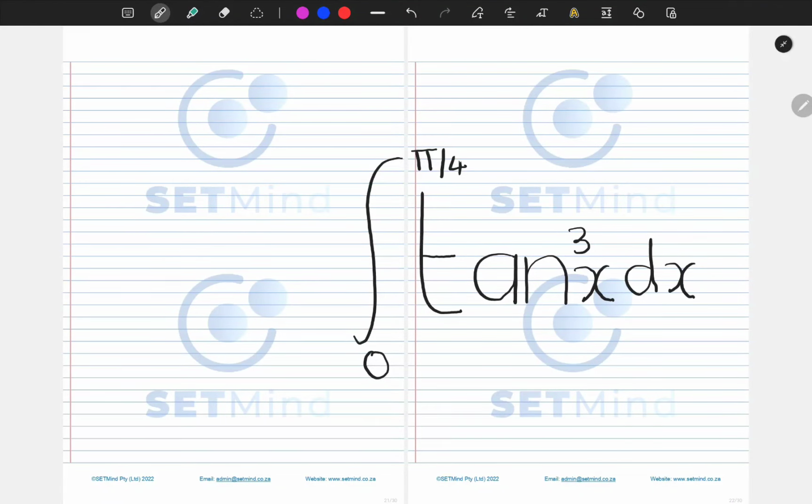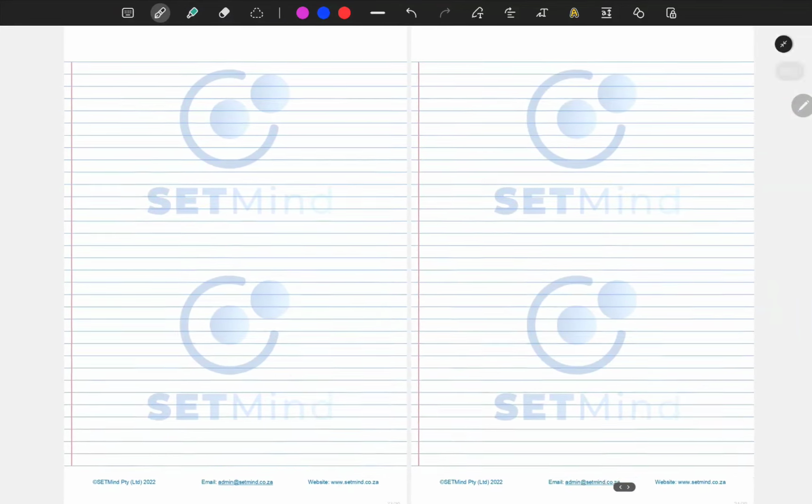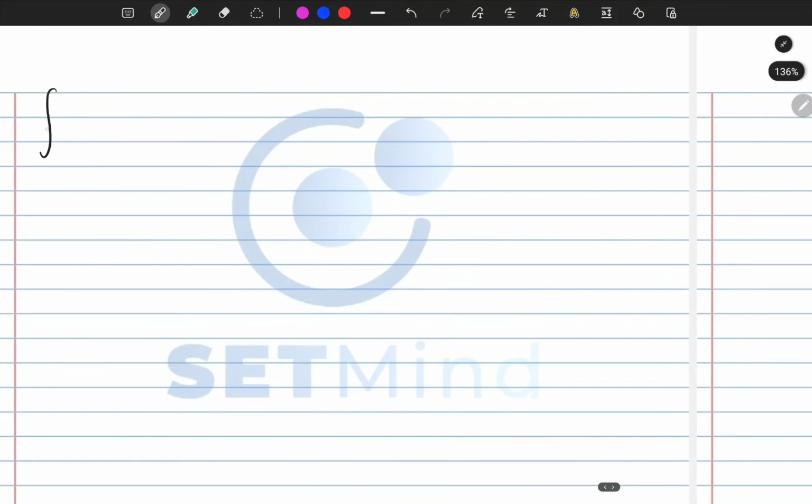Greetings, welcome to today's session where we will be looking at the integral of tan cubed x, integrated with respect to x for the given limits from 0 up to pi over 4. So if we zoom in on our integral, we have tan cubed x dx, which is evaluated between 0 and pi over 4.